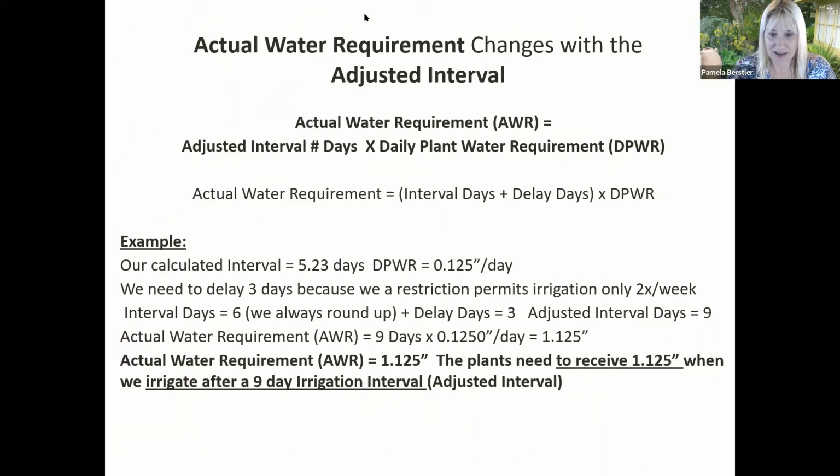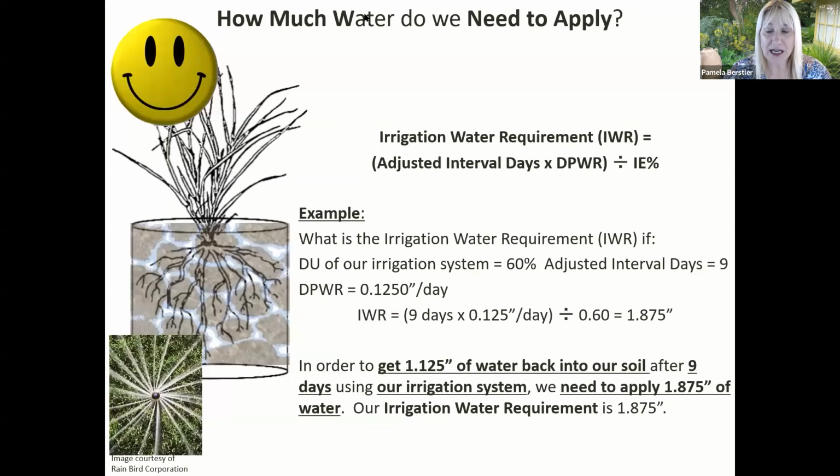Let's just go back here a second. We calculated previously that the 9 days gave us 1.125 inches. That's how much the plants actually need. But now, because we divided by this 60% efficient irrigation system, we have to actually apply 1.875 inches to the landscape to get that 1.125 onto the landscape.